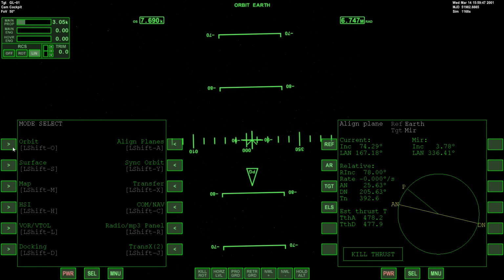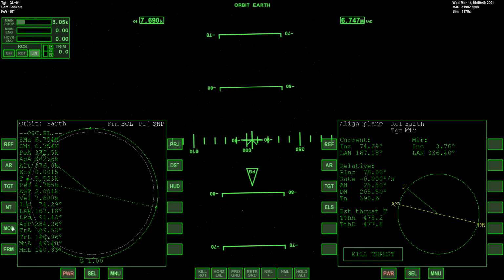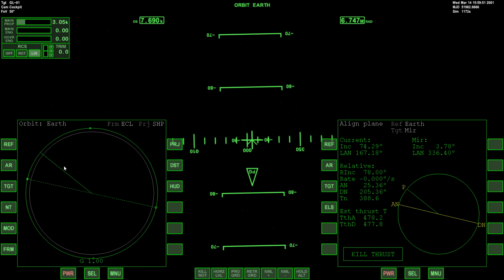If I open the Orbit MFD, and let me just press mode to get rid of those numbers so you can see this a little bit better. You can see this is the line of nodes between the ascending and the descending node, and that correlates directly over here to this dashed line on the Orbit MFD. So this box that's filled in is the ascending node, and this one here is the descending node.